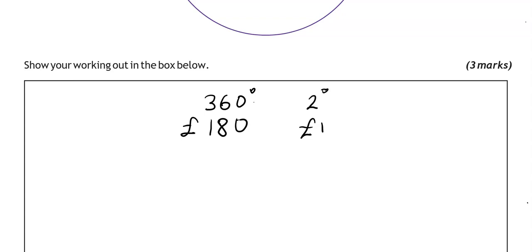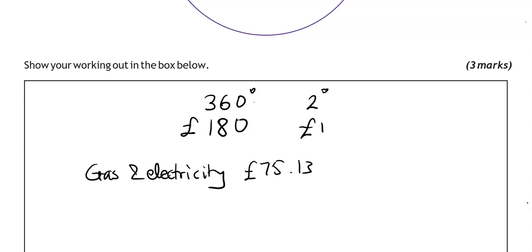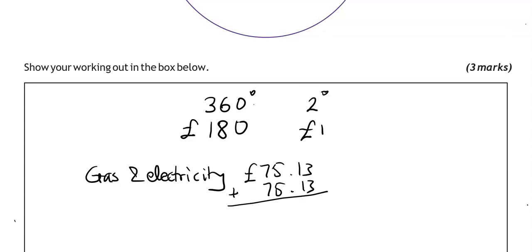If we look at gas and electricity, it's £75 and 13 pence. So in terms of degrees, it will be double, and we're going to round it at the end. So add 75.13. 3 and 3 is 6, and 2, 10, 15. So we're going to round this to 150 degrees.